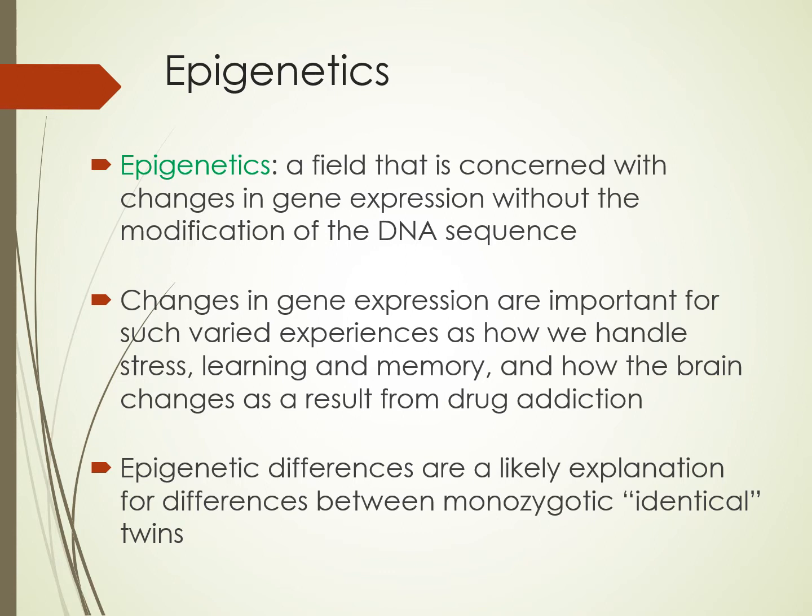Changes in genetic expression are important for such various experiences as how we handle stress, learning and memory, and how the brain changes as a result of drug addiction. So we can see these changes because of our environment, in which genes are more likely to be transcribed into messenger RNA, and which genes are less likely to be transcribed into messenger RNA and so to be expressed. Epigenetic differences are likely the explanation for differences between monozygotic twins.